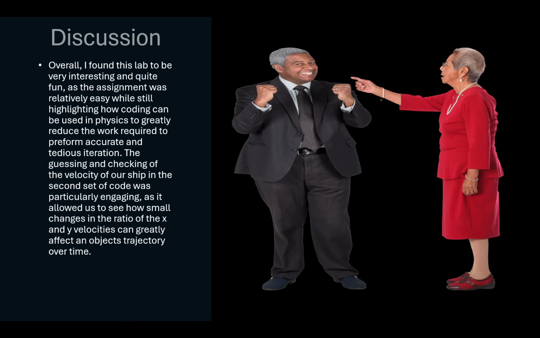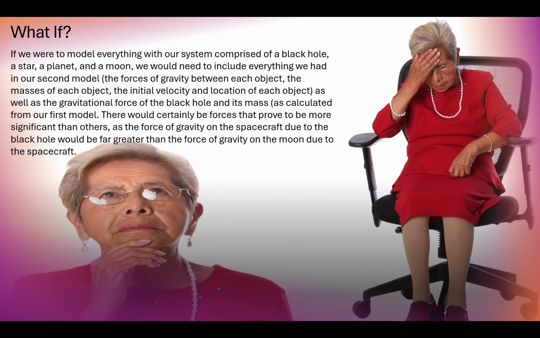Discussion. Overall, I found this lab to be quite interesting and quite fun, as the assignment was relatively easy while still highlighting how coding can be used in physics to greatly reduce the work required to perform accurate and tedious iteration. The guessing and checking of the velocity of our ship in the second set of code was particularly engaging, as it allowed us to see how small changes in the ratio between the x and y velocities can greatly affect an object's trajectory over time.